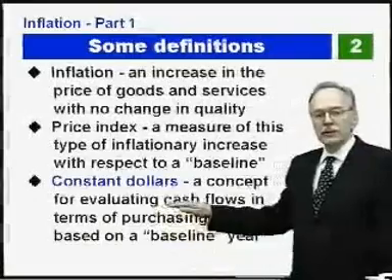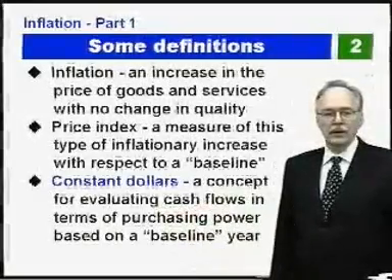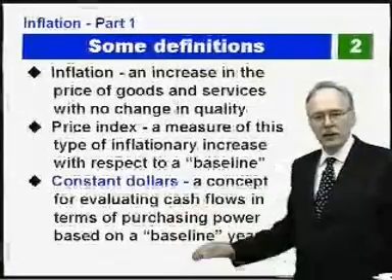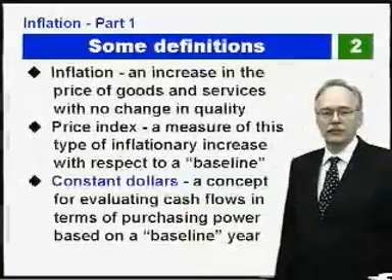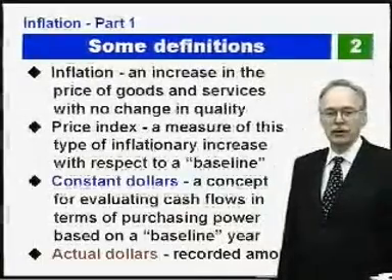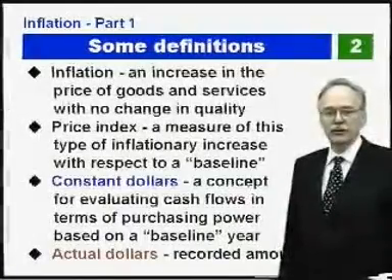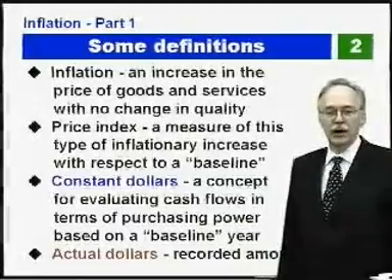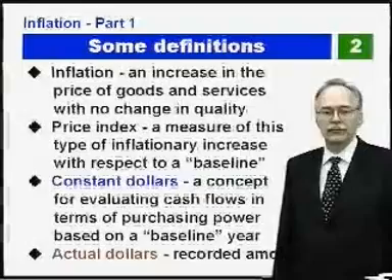The constant dollars is an abstract concept that is used by economists for defining purchasing power and prices for goods based on a baseline year. And last, we have actual dollars. This is what most of us see when we pay something in cash, or we write it on a check, or there's a fund transfer. This is the actual number of dollars that gets transferred from buyer to seller.